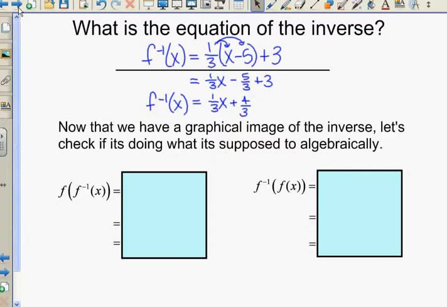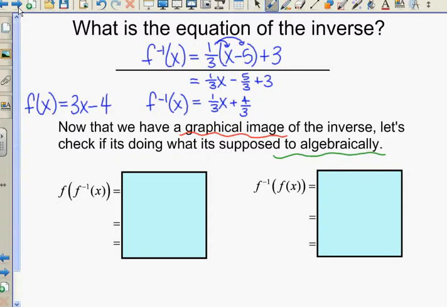Okay. So we know what it looks like graphically, right? We had that graphical image of what it meant to be an inverse, reflected over the line y equals x. That was our mirror. Algebraically, though, remember what we said was that if I take an inverse and plug it into the original function, I should get out x. So keep in mind our original f of x was 3x minus 4, right?